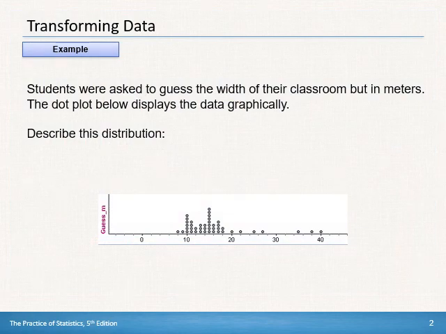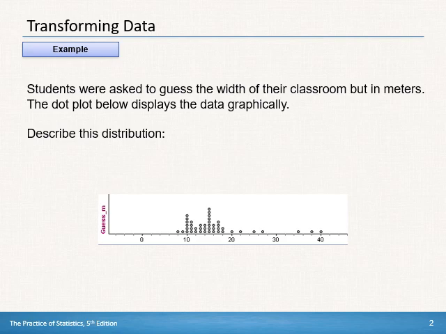All right, so this one's pretty straightforward, but let's say I asked everyone in class, assuming we were actually in a classroom, what is the width of our classroom in meters? And then these are the guesses. So this is a dot plot of all of the guesses of everybody. Some people guessed as low as 8 meters, and some people guessed as high as 40 meters, right?